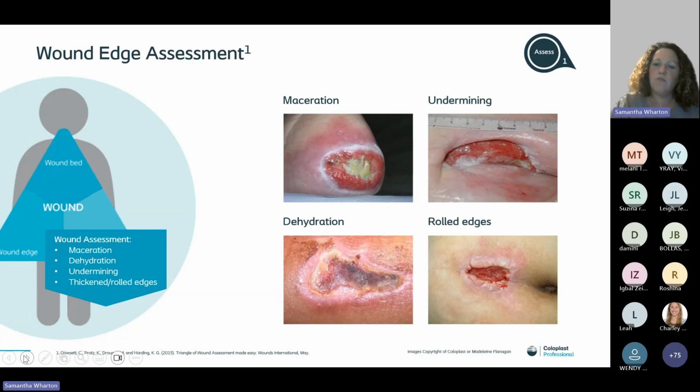And then rolled edges, really hard to manage. Sometimes need surgical intervention to actually be able to encourage those epithelial cells to close. Can also be sometimes a sign of carcinoma. So if those rolled edges aren't being helped with sort of a normal cleansing and management of that wound edge, it might be worth having a biopsy if they've been there for a long period of time.